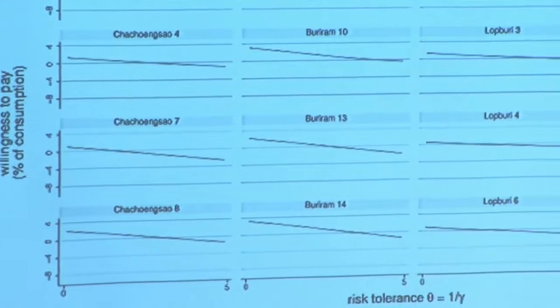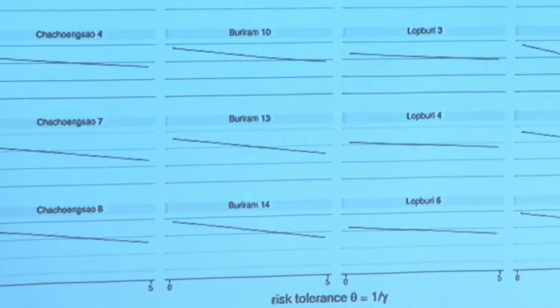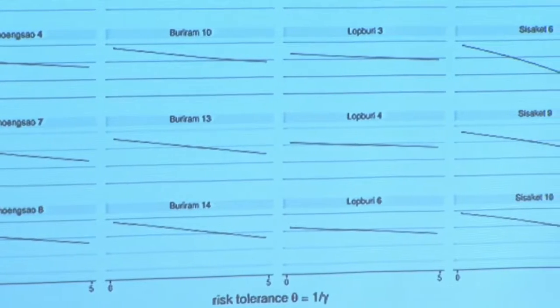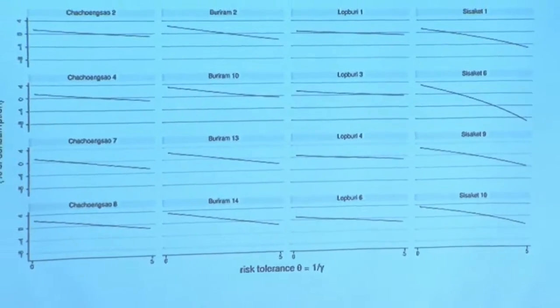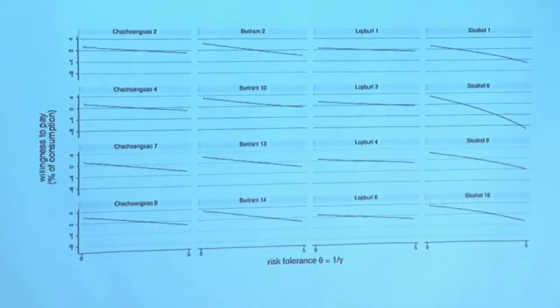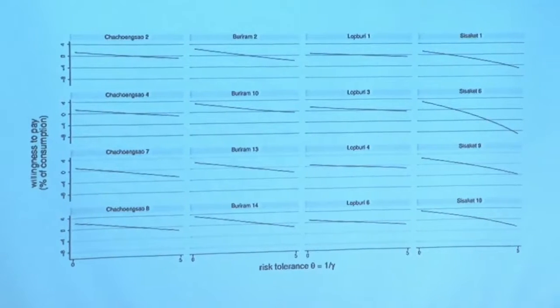And by the way, it's not correlated with characteristics either. You think, oh, it's the rich people. And that's wrong. Risk aversion is not correlated with wealth. It's as if complete markets, remember?